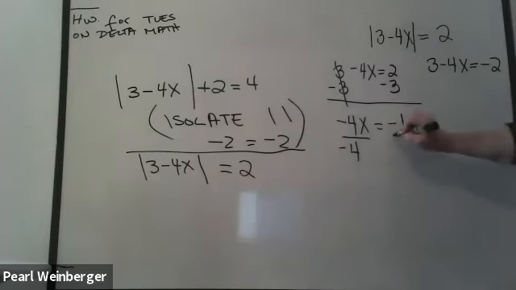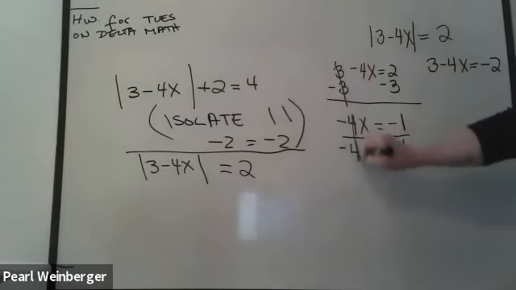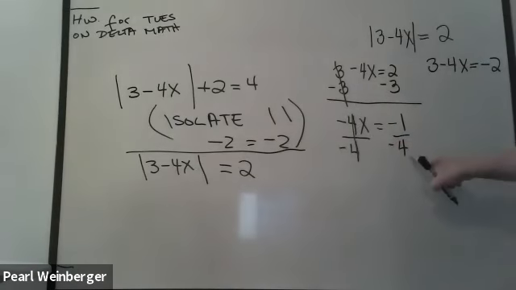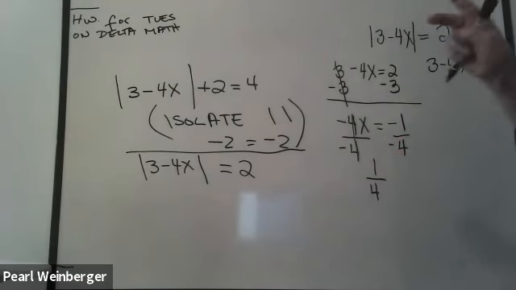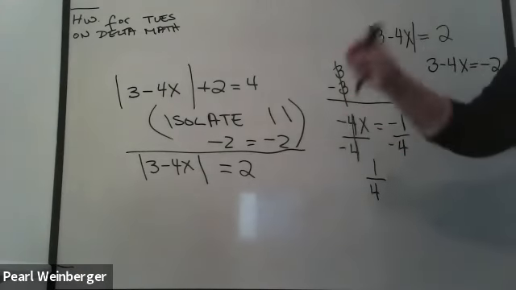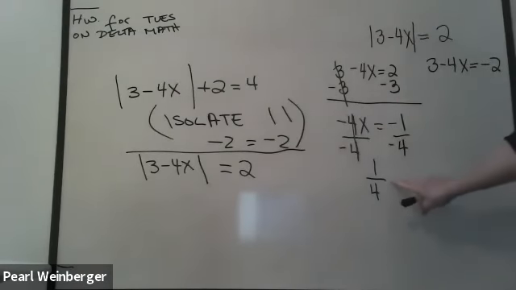Now I divide both sides by negative 4. I know I'm dividing by a negative number, but I don't have to worry about it because this is not an inequality. This is just an equation. Negative 1 divided by negative 4, a negative and a negative make it a positive. So answer number 1, and I think it was Azia that got this answer, came out to 1/4.